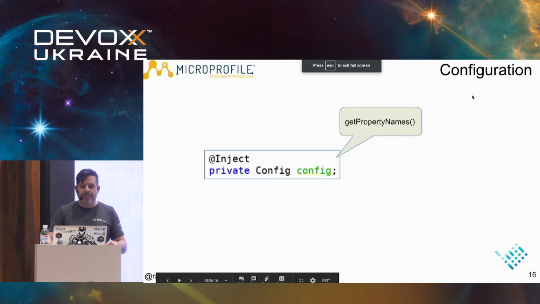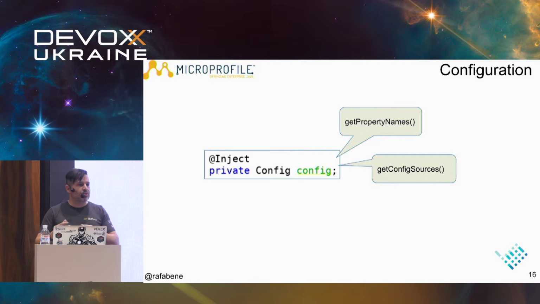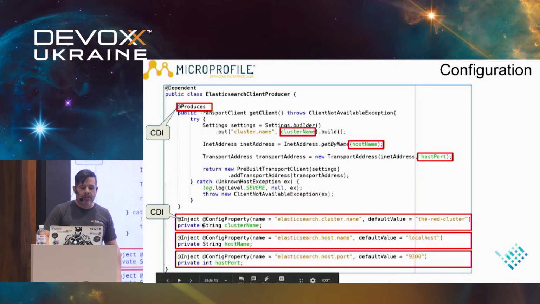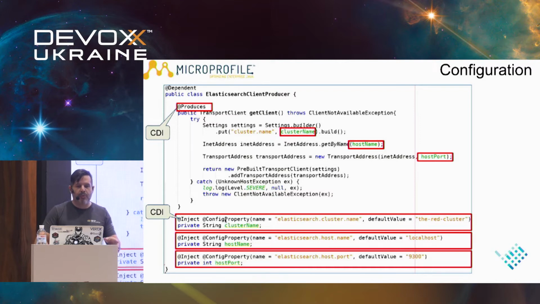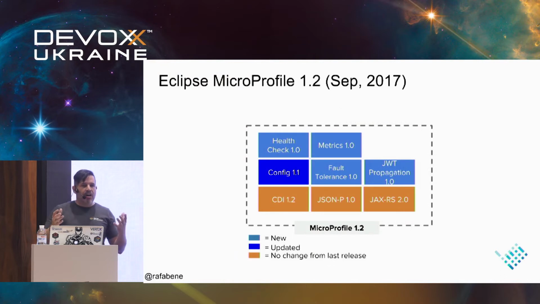So we can use the Config object to get the properties that we have available to configure. We can get the config sources to know who is providing those configurations to my application. And also, of course, use config to get value. Of course, most people don't use config getValue because you have this way to configure your application: use the ConfigProperty annotation. Okay? So that was part of MicroProfile 1.1.